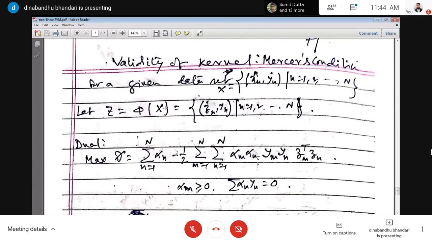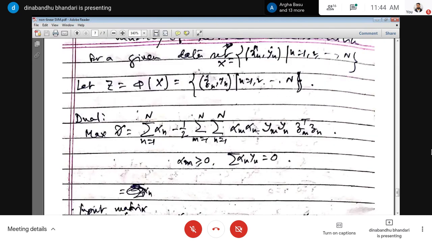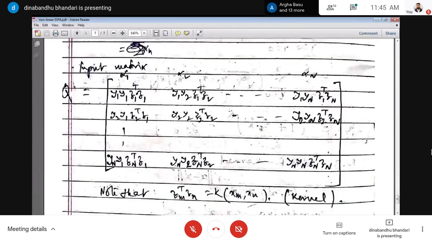But there is another one. If you have a data set, you select a kernel, then you can check whether this kernel works or not. There is a validity of a kernel. Okay. And the validity is like this. For a given data set, xn, yn, let z = phi(x) be a transformation, giving zn, yn, and this is the dual. Now here, this is the input matrix we have calculated. You remember this? z1 transpose z1, z1 transpose z2. You calculate this matrix. There is one theorem called Mercer's theorem.